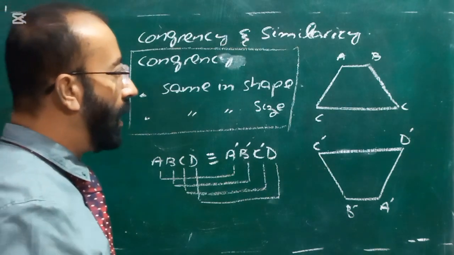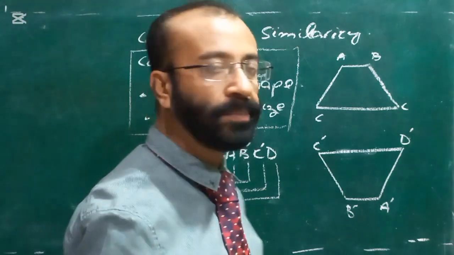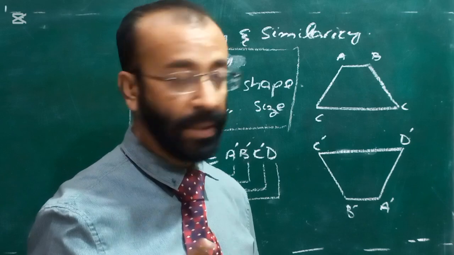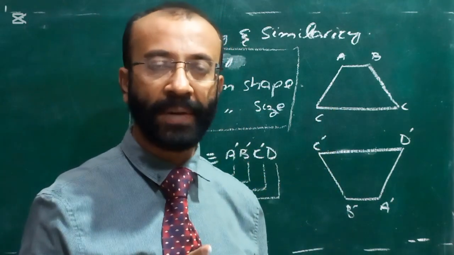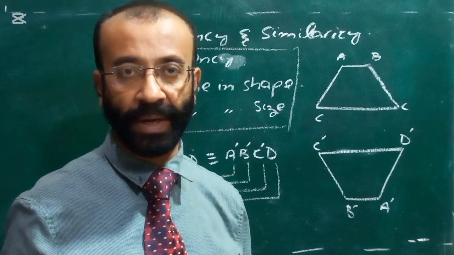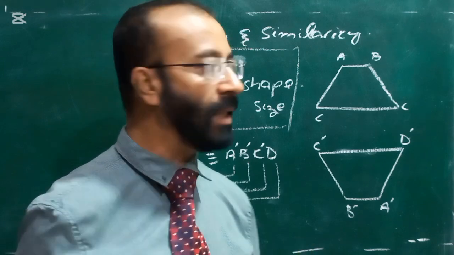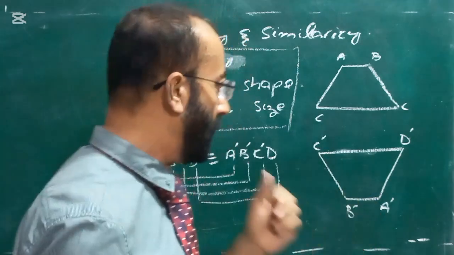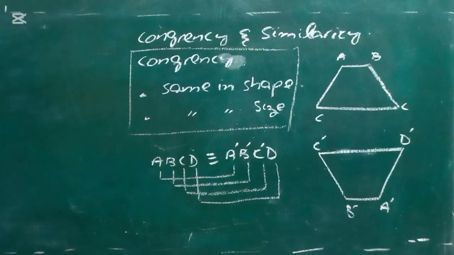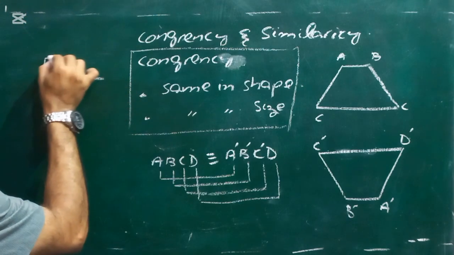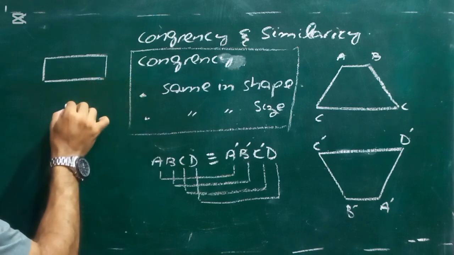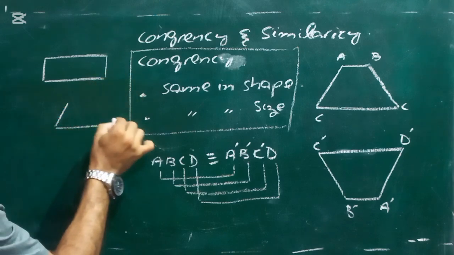Okay. Remember one more thing. Colors. Only the requirement is size and shape. But if color is different or texture is different, then even then the figures will be congruent figures. One more concept, students. For example, here are two figures. One is rectangle and the second one is parallelogram.